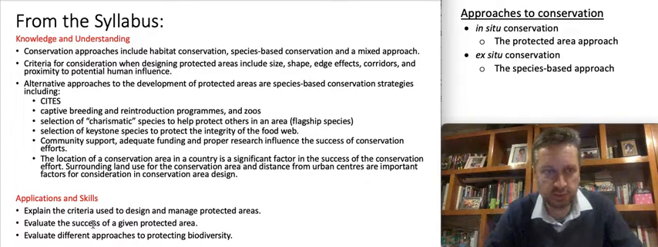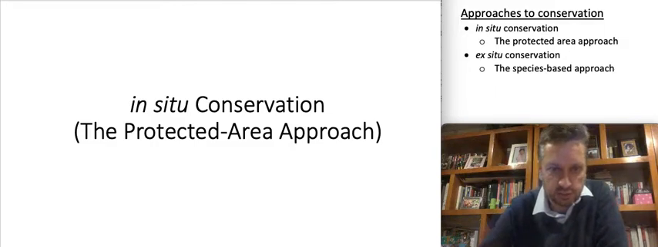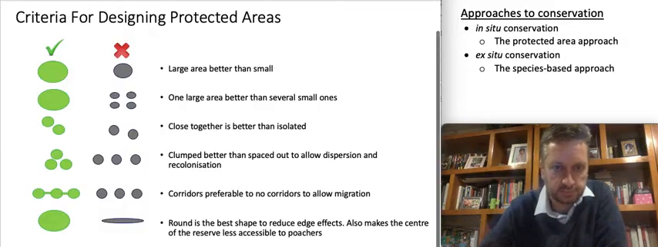So you might want to think about that as well. I might talk about that in the classroom. Okay, so subtitle number 1, the in situ conservation approach or the protected area approach.